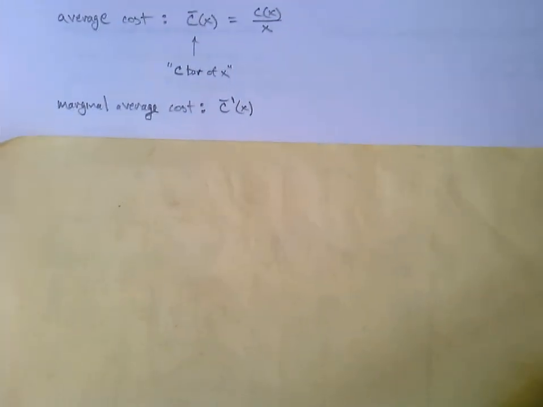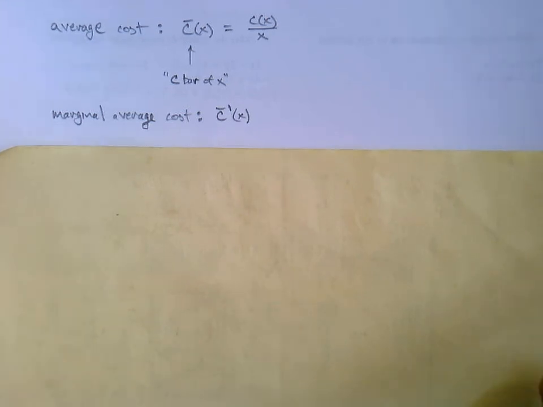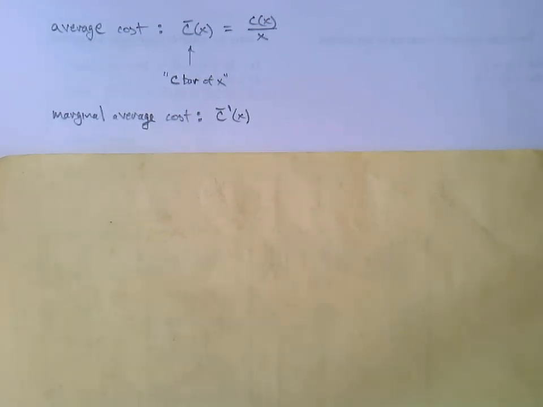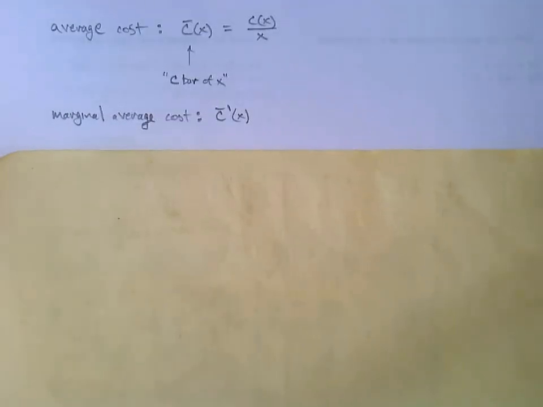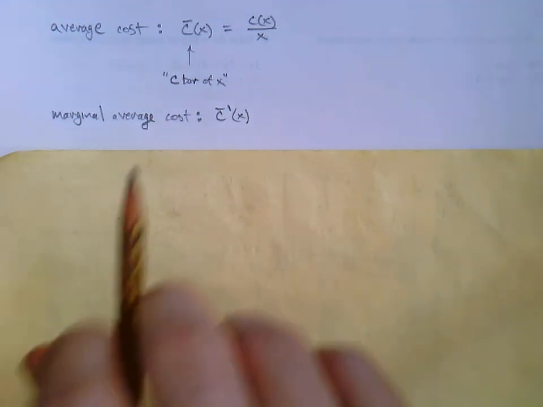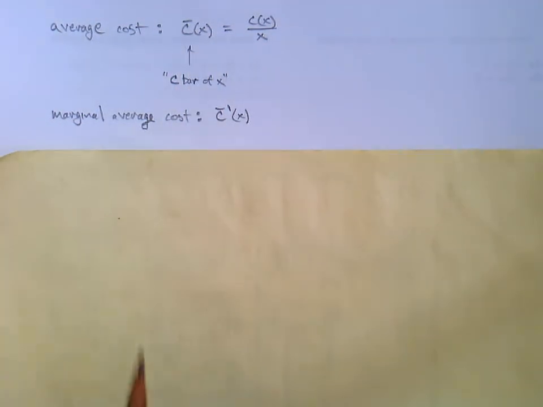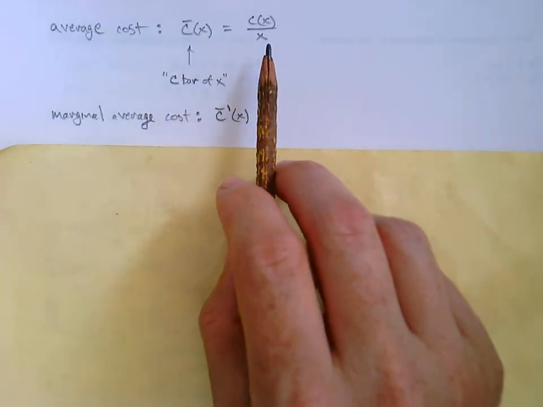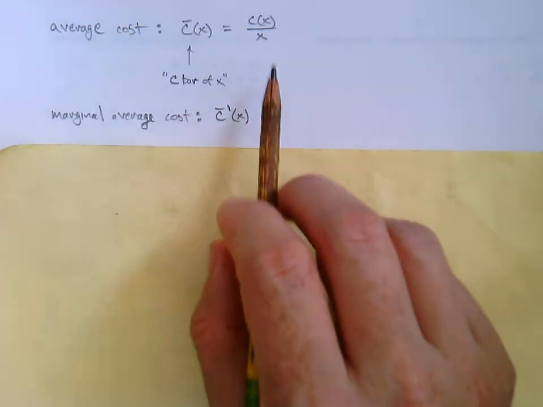This example goes on. We can also talk about average cost. So an average cost is defined as C bar of x, like that. So we put this little bar over the C. And to calculate that, you take your original cost and divide it by x.